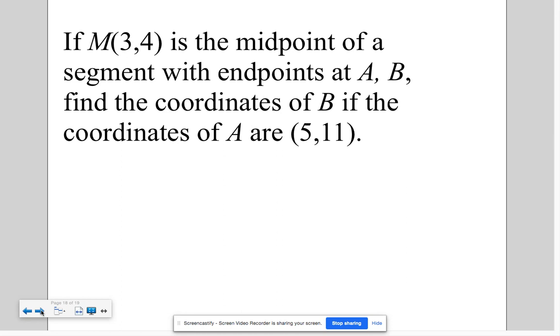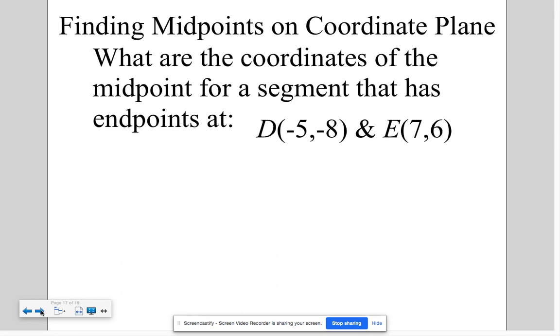This one is a little bit different because I skipped over this last example since it's exactly what we just did. You're finding the midpoint, and they just gave us the endpoints. So we'd still just need to find the average of our x's and the average of our y's in order to get our midpoint between the two.